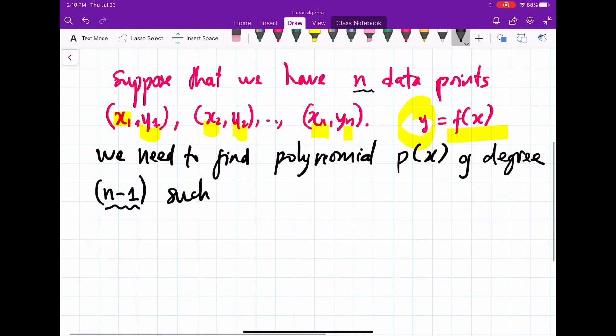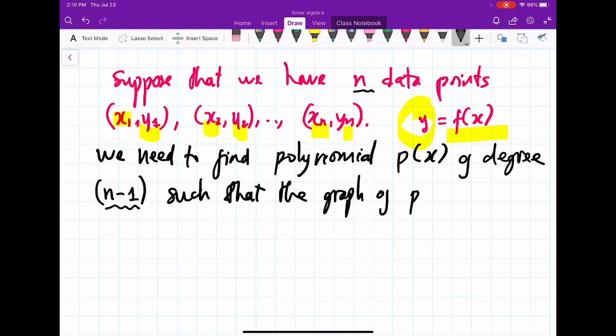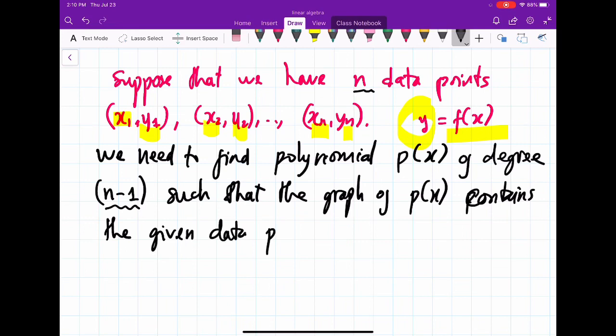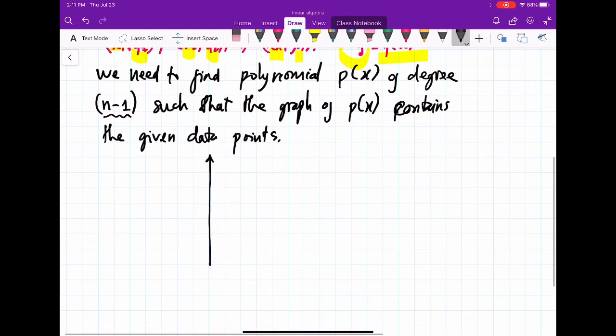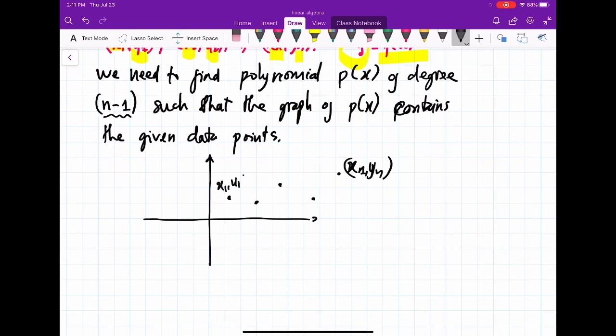Such that the graph of p(x) contains the given data points. So you can imagine that you have some data points in here. You don't know the function. Okay, that is one point, the second point, third point, and so on. Let's say the n points in here, right? xn, yn, x1, y1. You don't know the function.